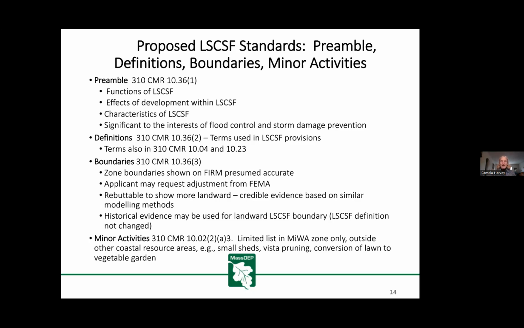As to the boundaries as shown of the various zones and the outer limits of land subject to coastal storm flowage, they are presumed to be accurate based on the flood insurance rate maps. You can get a letter of map revision from FEMA that would be allowed under the regulations, and there is a provision to rebut that, whether or not the outer limit should be more landward, and historical information can be taken into account as is the case now.